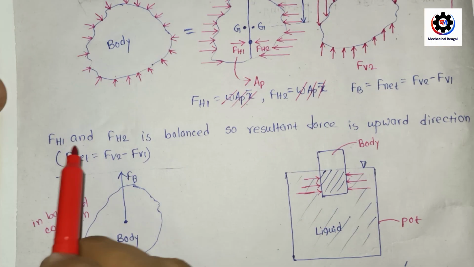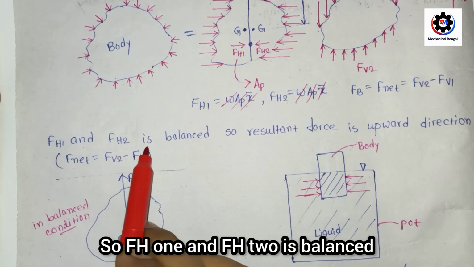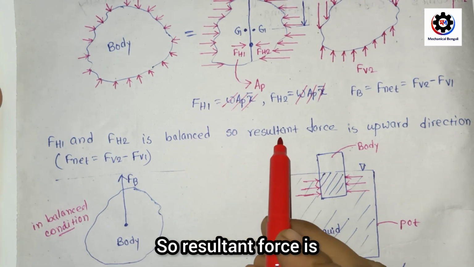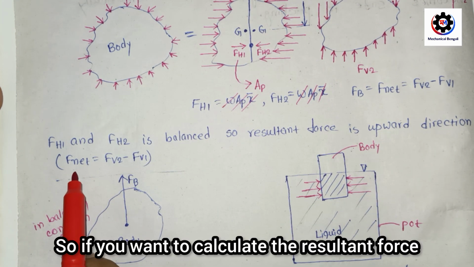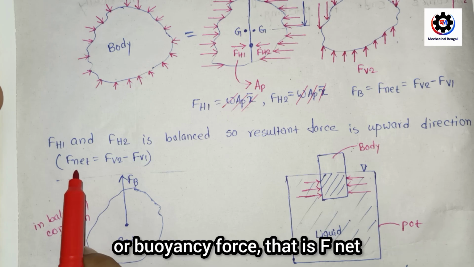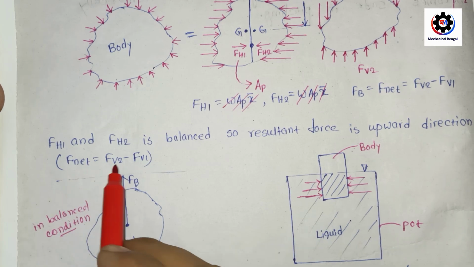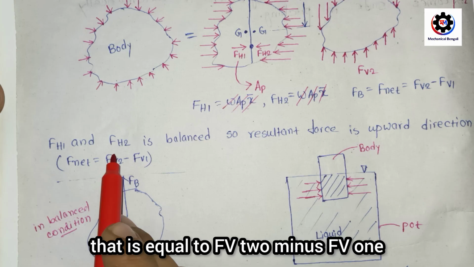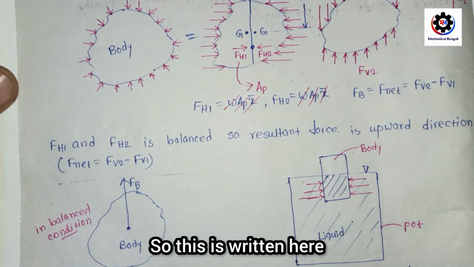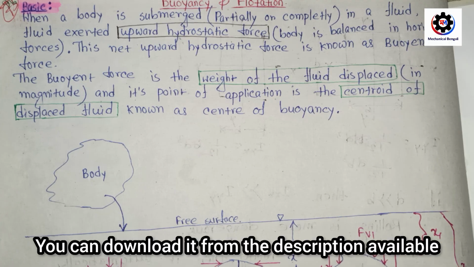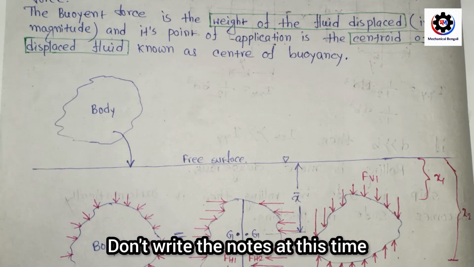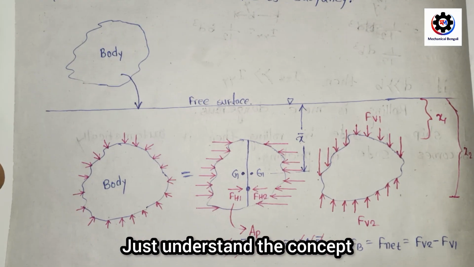Now what is written here? Fh1 and Fh2 are balanced, so the resultant force is in the upward direction. If you want to calculate the resultant force or buoyancy force, that is F net, equal to Fb, that is equal to Fv2 minus Fv1. So this is the concept. This is written here. So this is my handwritten notes. You can download it from the description. Don't write the notes at this time. Just understand the concept.